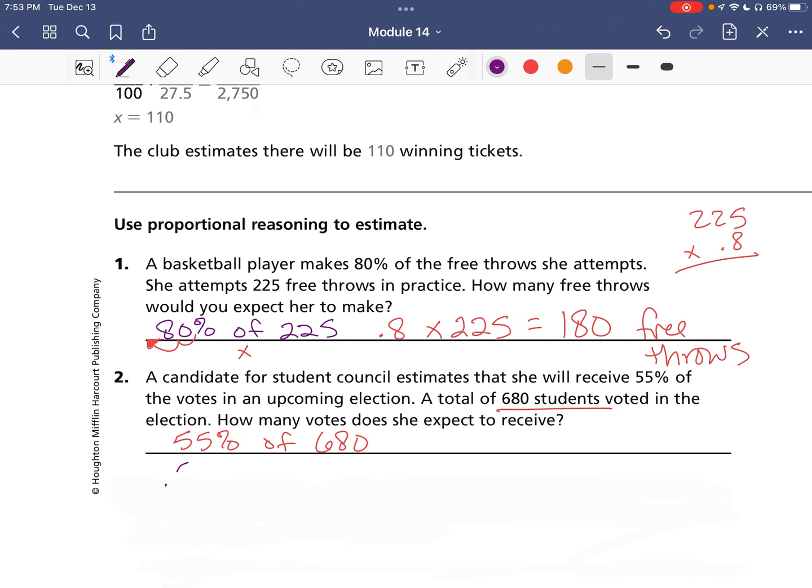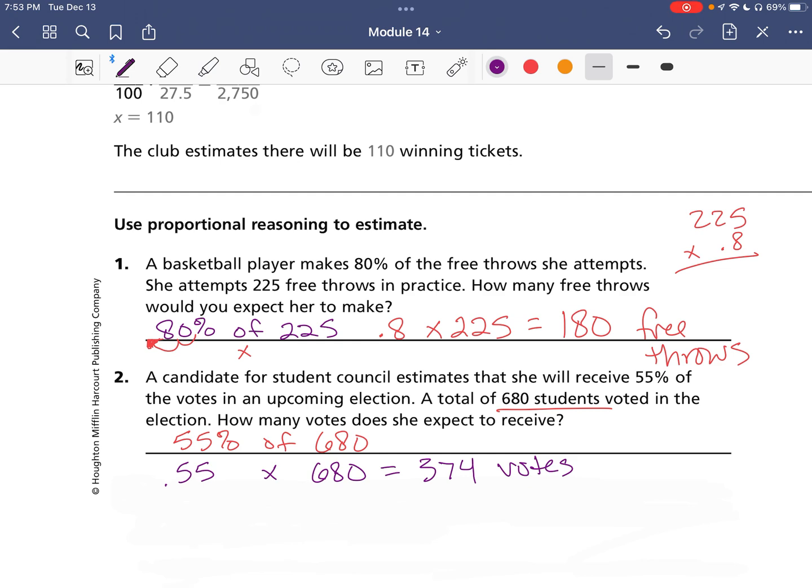Here we're going to have 0.55, 55 hundredths, times 680. And for this candidate, she should expect to get 374 votes from this election.